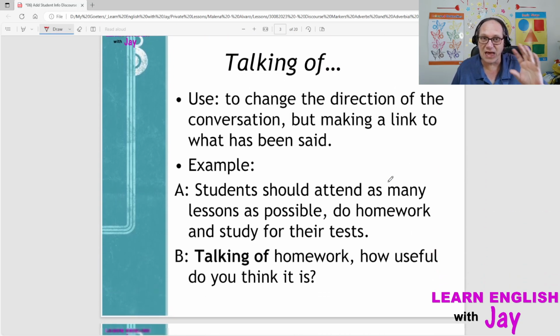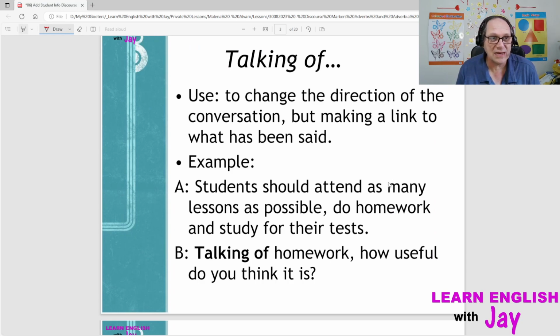All right, so there's a couple of phrases that we're going to have a look at. This will help you especially in your speeches. It'll help you in your writing as well. So basically speaking and writing, this will help you quite a bit. All right, so the first expression we've got there is talking of. So we use this to change the direction of a conversation. So quite simple. We use that to change it. All right. But we are still making a link to what has already been said.